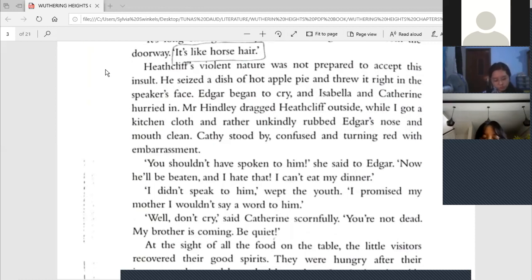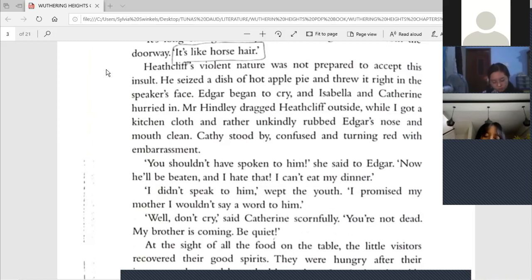Heathcliff's violent nature was not prepared to accept this insult. He seized a dish of hot apple pie and threw it right in the speaker's face. Edgar began to cry and Isabella and Catherine hurried in. Mr. Hindley dragged Heathcliff outside, while I got a kitchen cloth and rather unkindly rubbed Edgar's nose and mouth clean. Kathy stood by, confused and turning red with embarrassment.